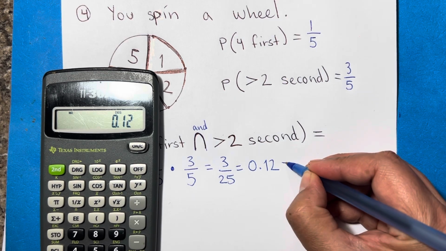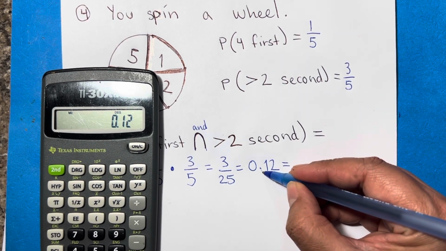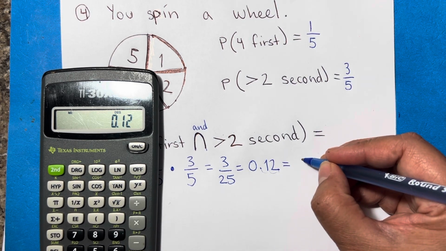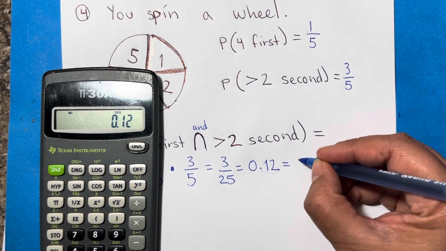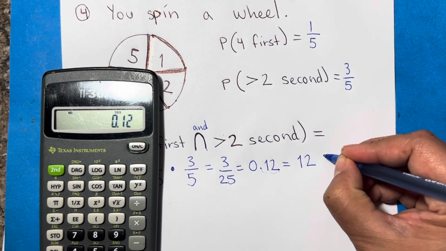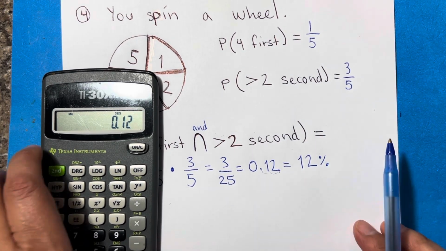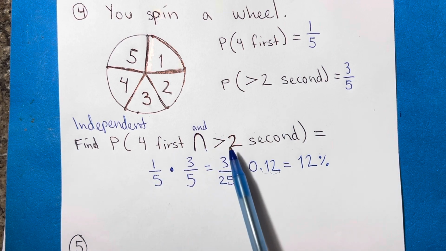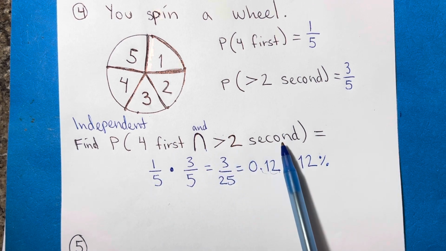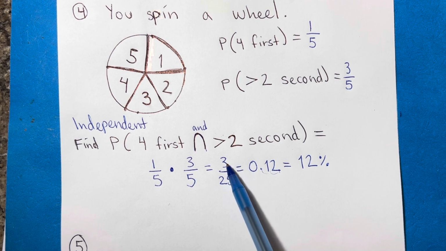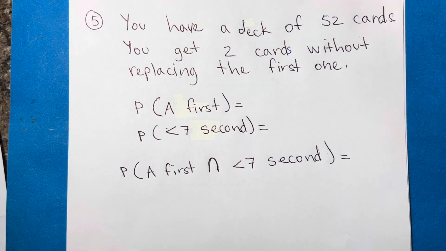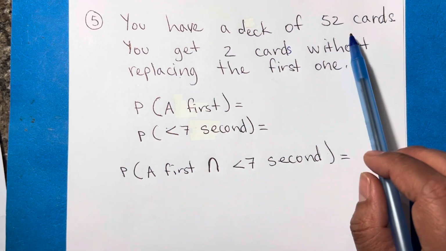And for the percent, all we have to do is move the decimal to the right 2 spaces only. Always only 2 spaces. So 1, 2, that's going to be 12%. So what is the probability that I get a 4 for the first spin and a number greater than 2 on the second spin? Well, the probability is 3 over 25, which equals 0.12, which equals 12%. Number 5 says, you have a deck of 52 cards.